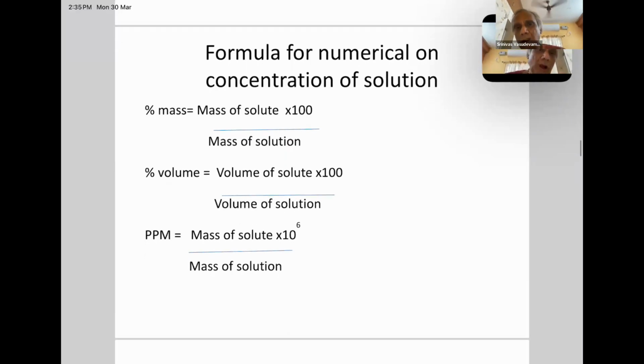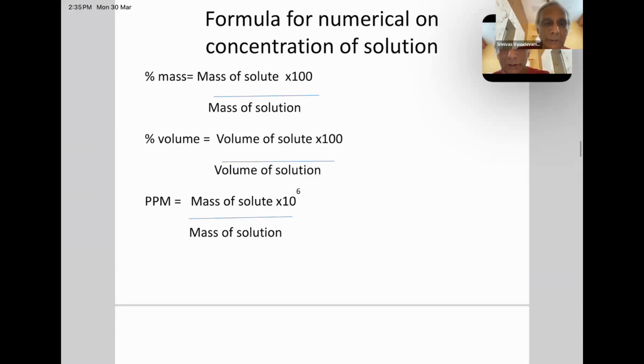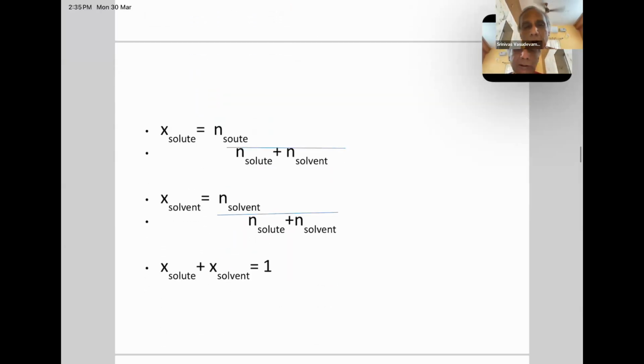Now let us see the formulas for finding the concentration of a solution, and we will do some numericals based on them. Percentage mass of solute: mass of solute divided by mass of solution into 100. Percentage volume of solute: volume of solute divided by volume of solution into 100. Parts per million: mass of solute divided by mass of solution into 10 power 6. Mole fraction of solute: number of moles of solute divided by number of moles of solute plus number of moles of solvent. Mole fraction of solvent: number of moles of solvent divided by number of moles of solute plus number of moles of solvent. Always the total mole fraction is equal to 1.